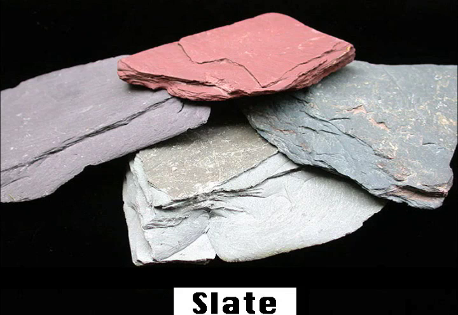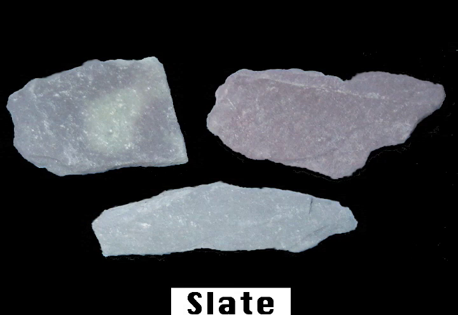Slate is derived from a shale or claystone by stress from one direction that causes chlorite and many clay minerals called sheet silicates to grow at right angles to the stress. The grains are still not visible to the naked eye, but produce a slaty cleavage that causes the rock to split into thin, parallel laminae.